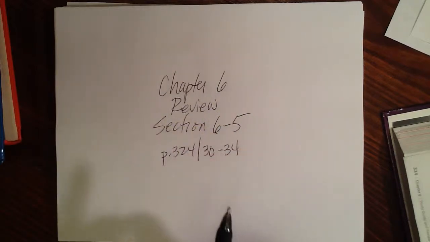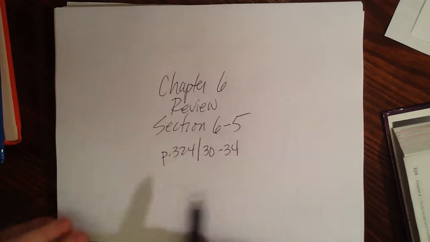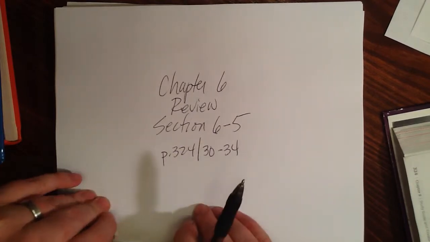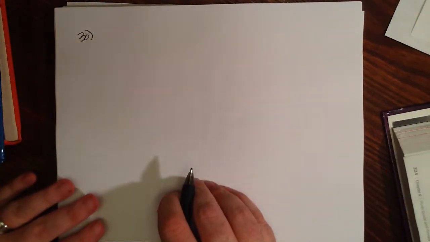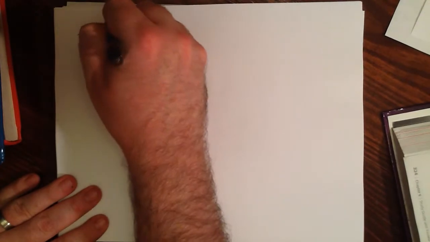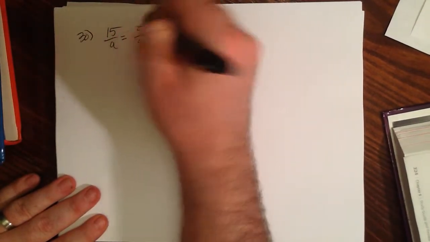Continuing the Chapter 6 review for Section 6.5 of Chapter 6, I'm doing page 324, numbers 30 through 34. For number 30, the directions say solve each proportion. I have 15 over A equals 5 over 4.